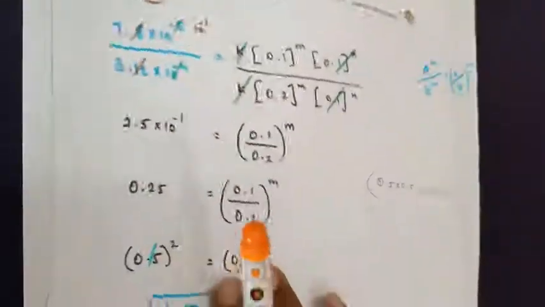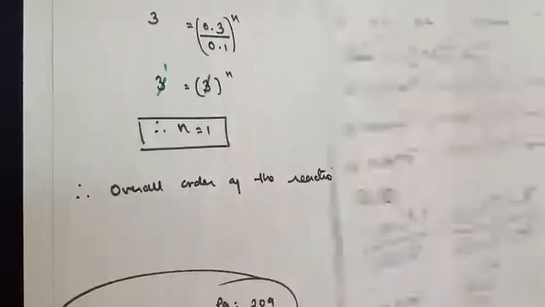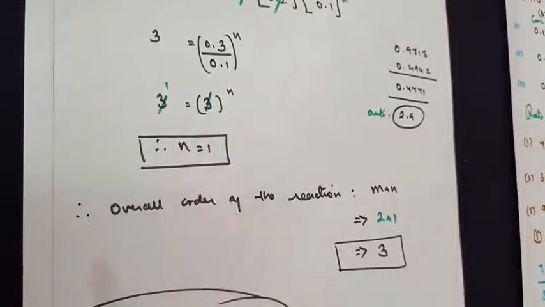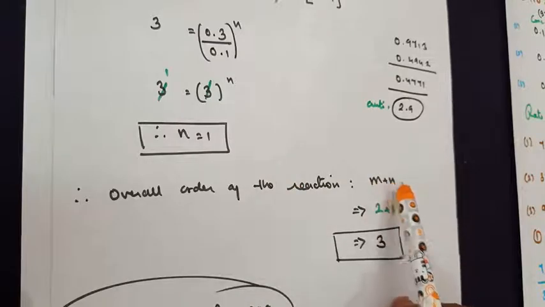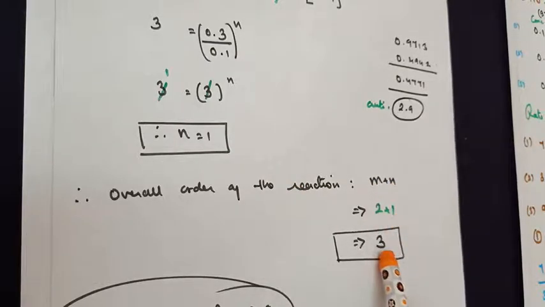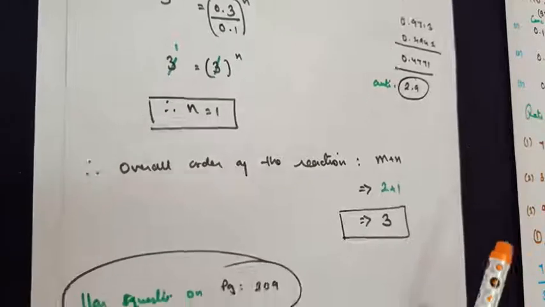So in the previous step you got m is equal to 2. In this step you've got n is equal to 1. Therefore overall order of the reaction is m plus n. When you add these two you get it's a third order reaction. Am I making my points clear?